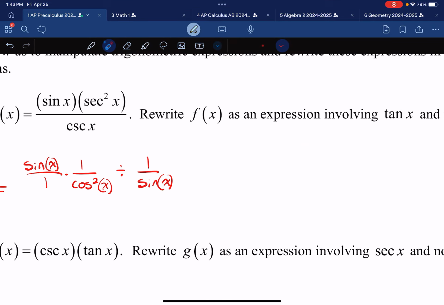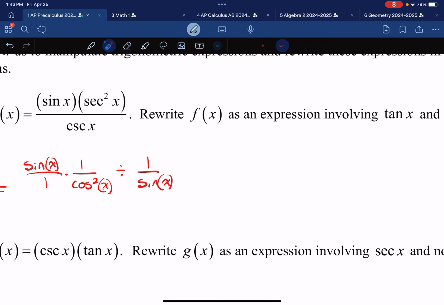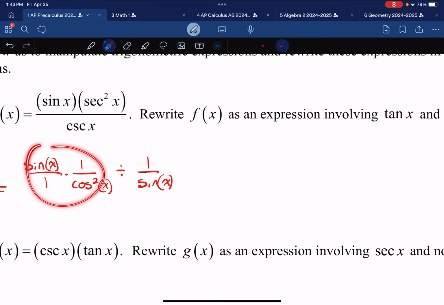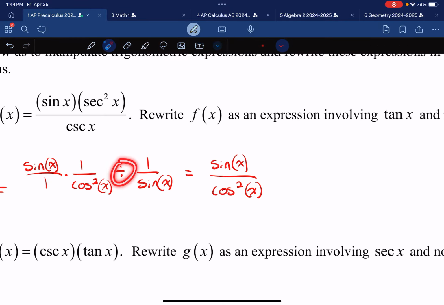So from here, I have something divided by a fraction. You can ignore what's on the inside. Whenever you divide by a fraction, it's going to be a keep, change, flip. So I'm going to keep this original expression. I had a sine of x on the top and a cosine squared of x on the bottom, so I kept it. I simplified it a little bit. I'm going to change the division into a multiplication, and I'm going to take the reciprocal and flip the 1 over sine of x, so it's sine of x over 1.